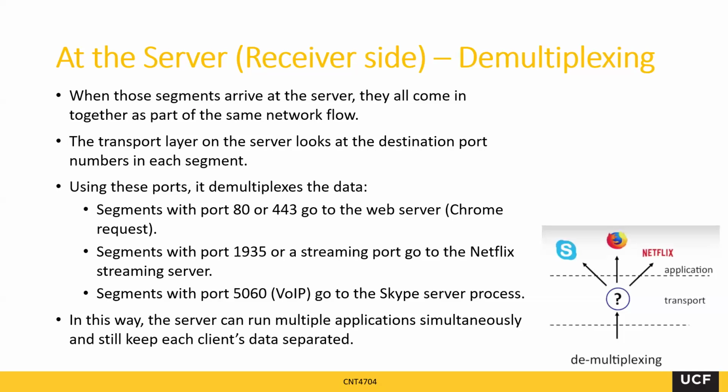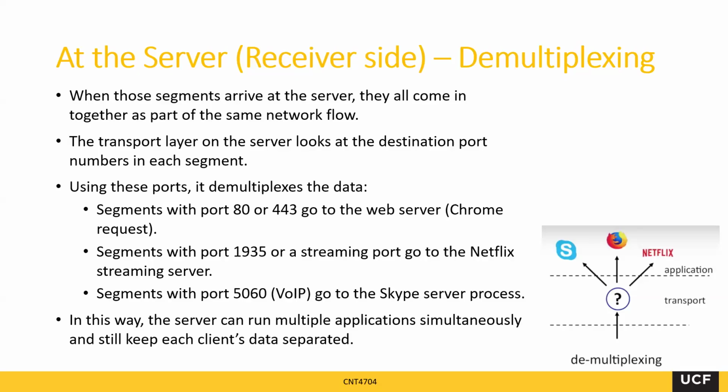Multiplexing is when they receive it at the server. Those segments arrive at the server. They come in together, as part of the same flow. The transport layer would look at the destination port in each segment, and then it demultiplexes the data to the right user. So it will see that, hey, we have port numbers, and this is the idea of port numbers.